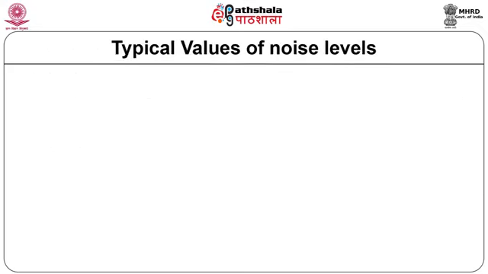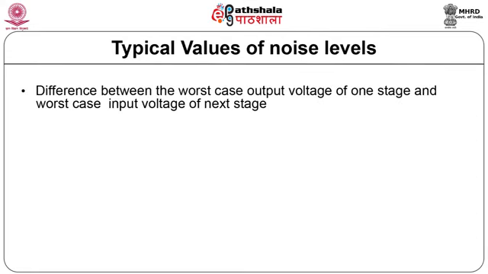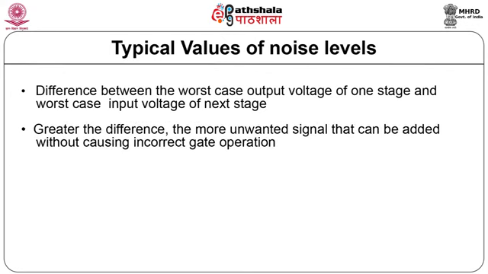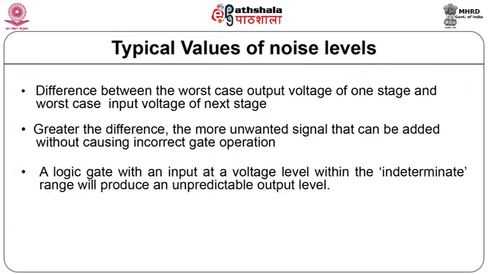Typical values of noise levels: the difference between the worst case output voltage of one stage and the worst case input voltage of the next stage. The greater the difference, the more unwanted signal that can be added without causing incorrect gate operation. A logic circuit with an input at a voltage level within the intermediate range will definitely produce unpredictable output levels. The noise margin is 2.5 volt minus 0.8 volt, which is equal to 1.5 volt for the TTL logic family.